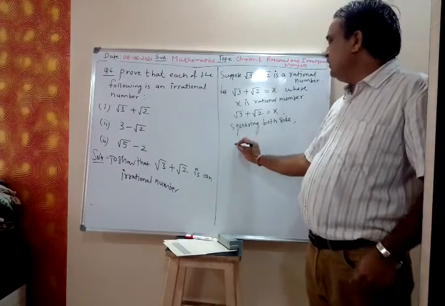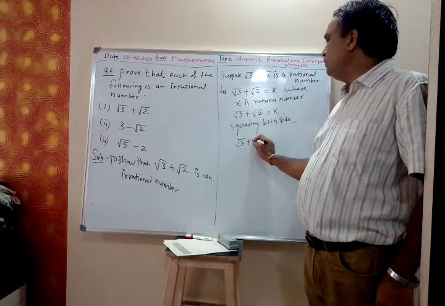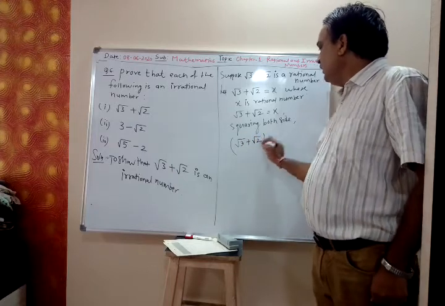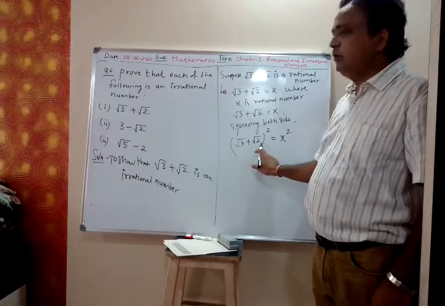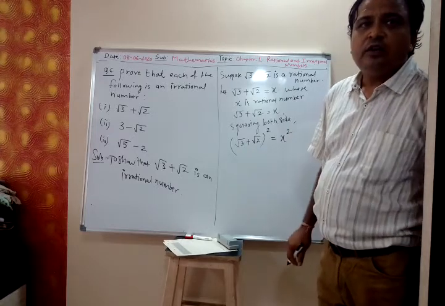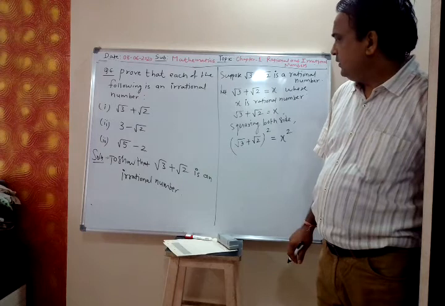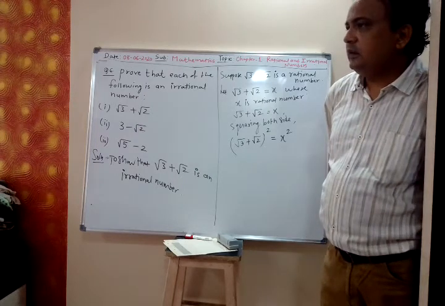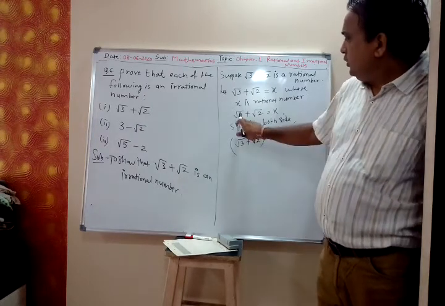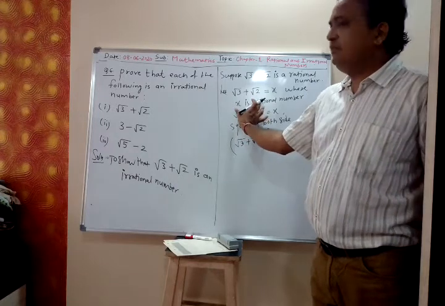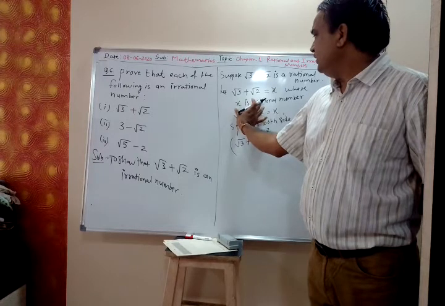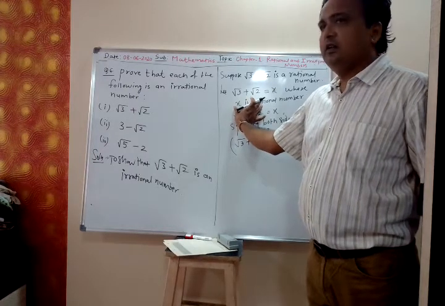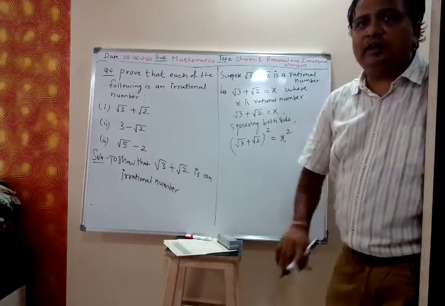Squaring both sides, so root 3 plus root 2 whole square is equal to x square. Sir, can we use separate brackets and then write root 3 square? No, squaring both sides, the whole part you have to square. Yes, sir. Your video is off. See, the whole part you have to square.